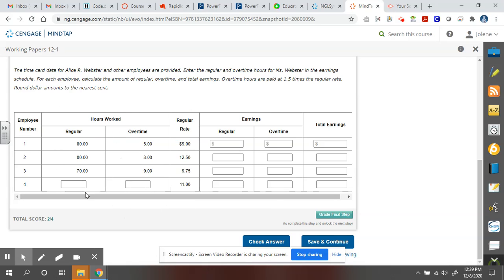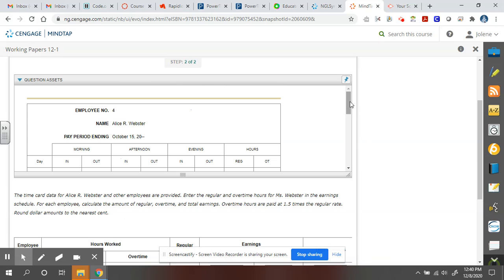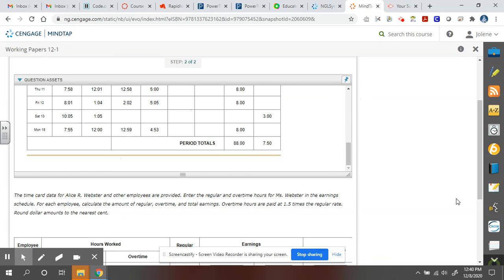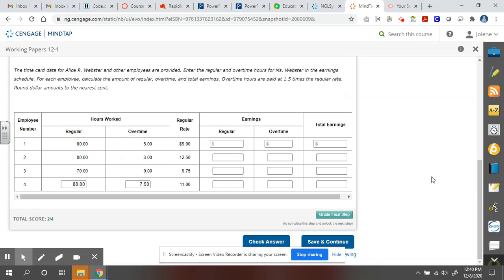So if you'll notice, they gave us the regular hours and overtime hours for employee 1, 2, 3. Alice up here is employee 4. So we got to fill in how much she had in her hours. We have to fill that in down here. So she had 88 regular hours and she had 7.5 overtime hours. Okay, so now we're just going to do some math. Hope you have your calculator. Okay, and I'm going to show this to you again with my pen. I'm going to show you how this works.